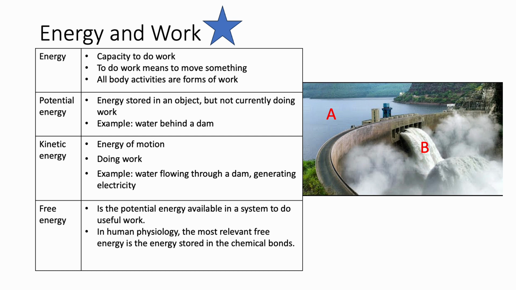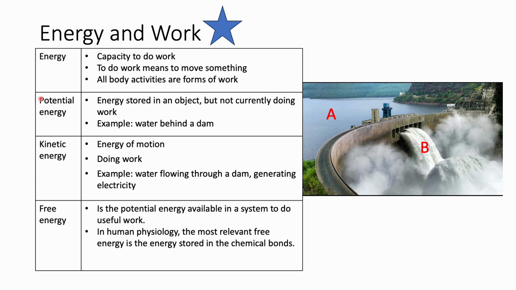All right, a little bit of physics. Energy. Energy is the capacity to do work. To do work means to move something. All body activities are forms of work. Right now, as I'm speaking, I am working, literally and also physiologically. For me to just produce speech, for me to be able to be awake, my cells, everything is using energy. It's the capacity to do work.